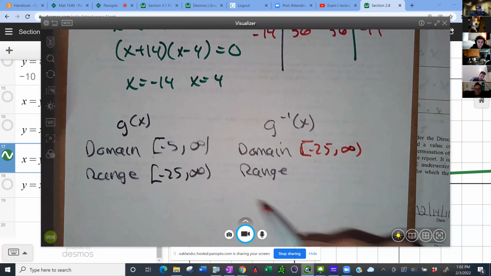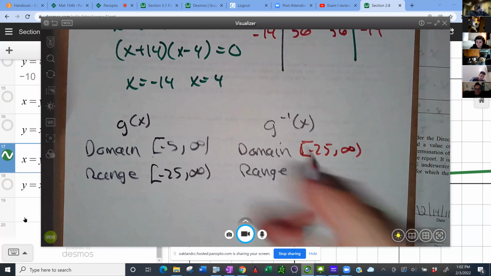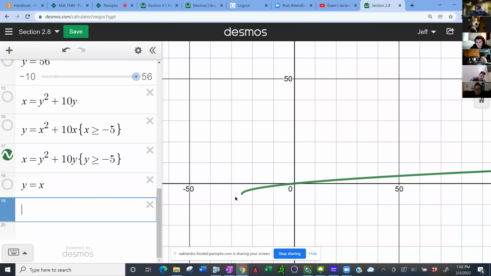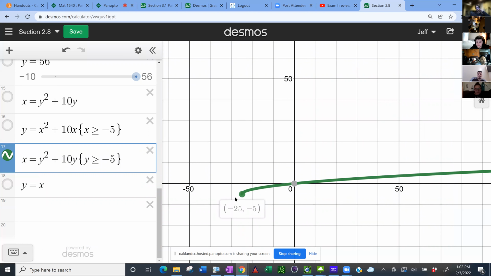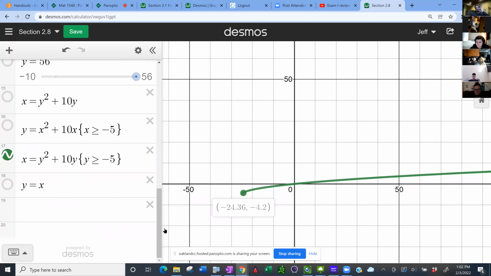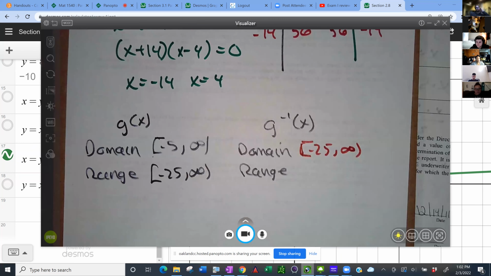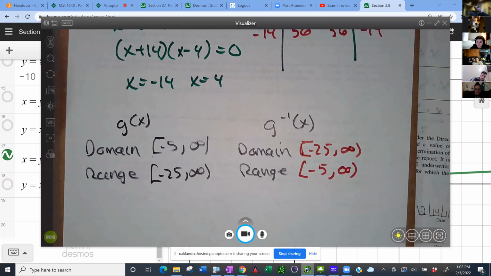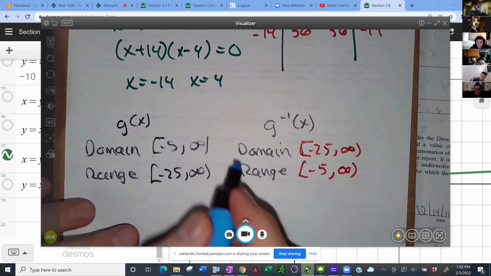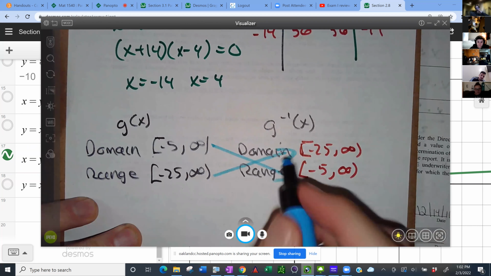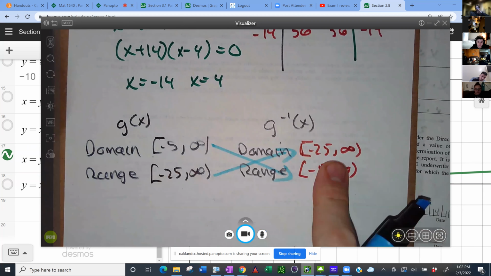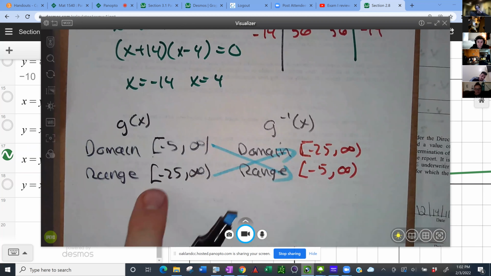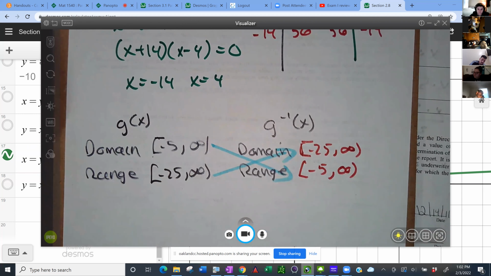Now, if you look back at this, the range is the y values. And the y values interchange, so the y values start at negative 5 and go on up to positive infinity. So its range will be negative 5 to infinity. What I mentioned a little bit earlier is this: when you go from a function to its inverse, the domain and range interchange. So there it is, kind of a nice example.